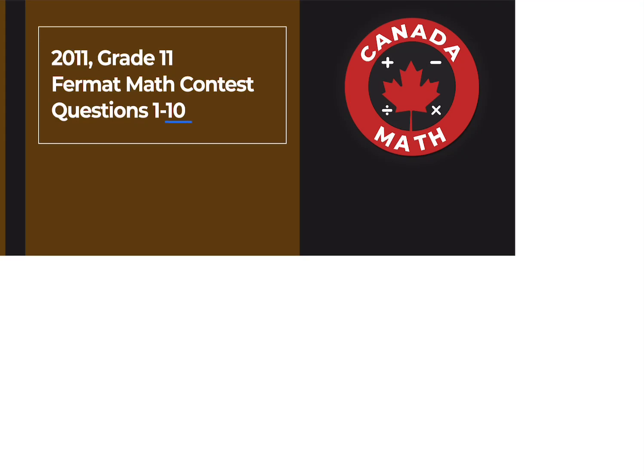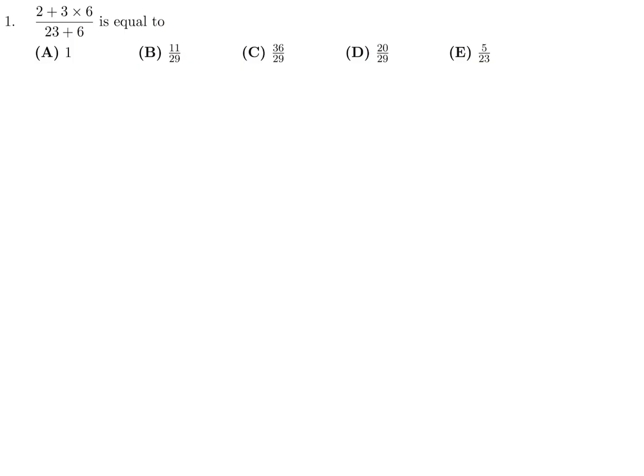Questions 1 through 10 on the 2011 grade 11 Fermat math contest. 2 plus 3 times 6 over 23 plus 6 is equal to.